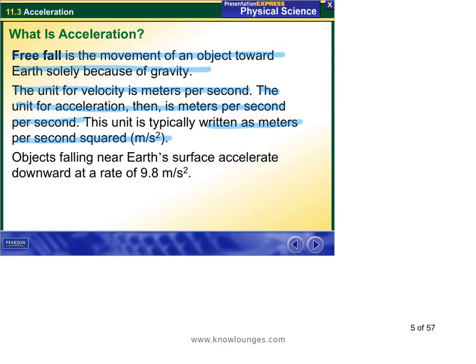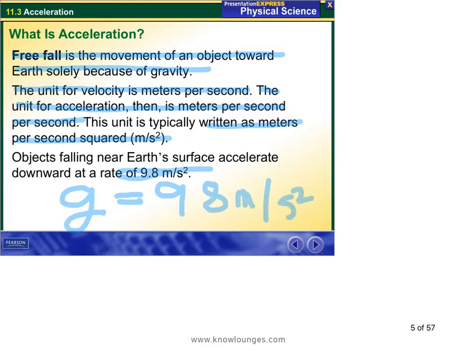I mentioned earlier the free fall. When things are free falling near the Earth's surface, we always use 9.8 meters per second squared. We give this a special symbol, g. Acceleration due to gravity is 9.8 meters per second squared down.